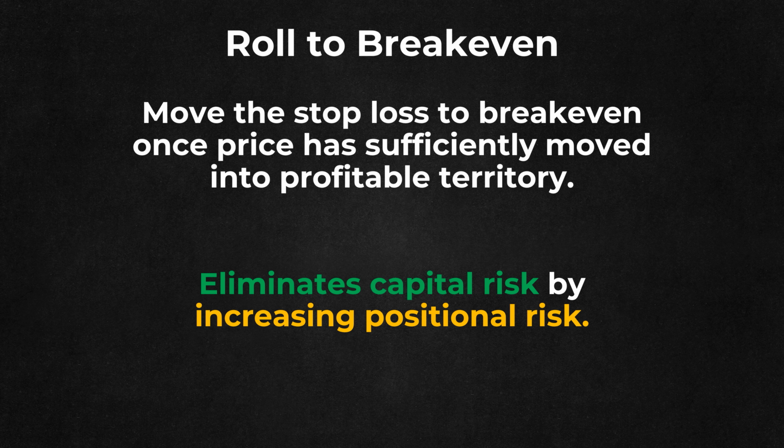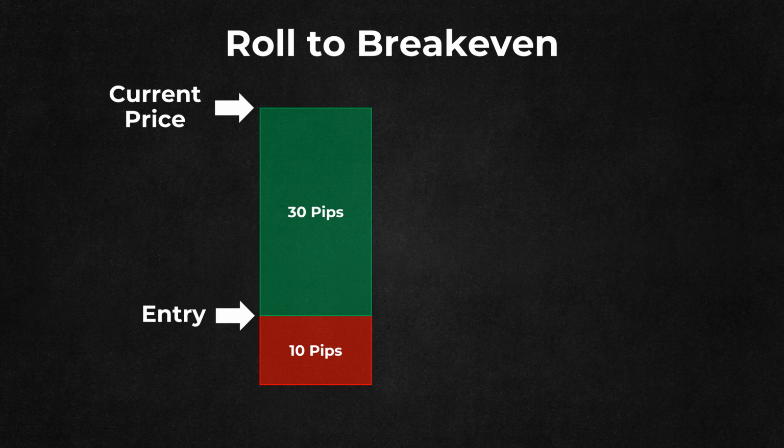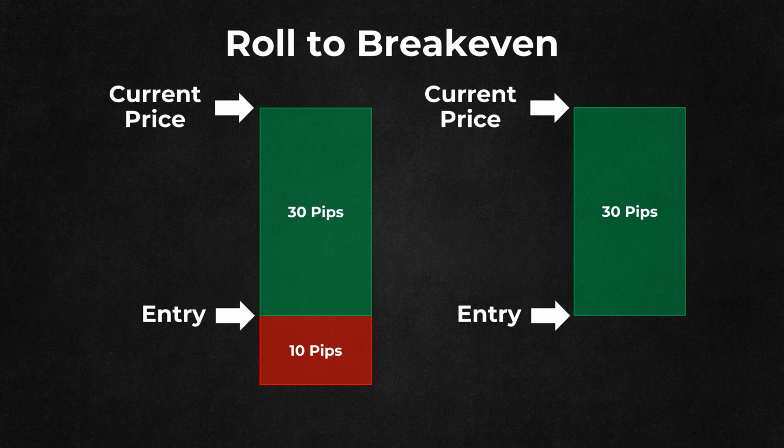Recall that the closer the current price is to the stop, the higher the positional risk. So for example, let's say you are currently in 30 pips of profit and your stop is 10 pips. You will simply bring the stop loss to the entry point. If the market goes against you, you will break even. In other words, you will either get out of the trade with a profit or you will break even.